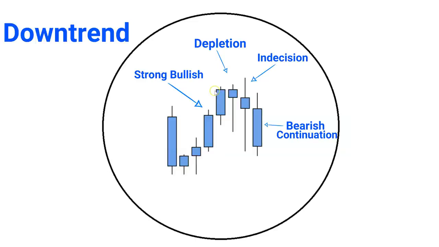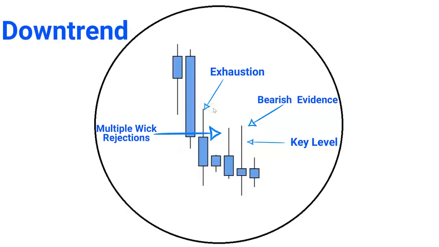You're looking for strong bullish candles to the upside against the trend, and then you're looking for indecision candles to show a depletion in this bullish pressure. This depletion is in line with the bearish structure, and then you're looking for a strong wick and a candle to the downside.